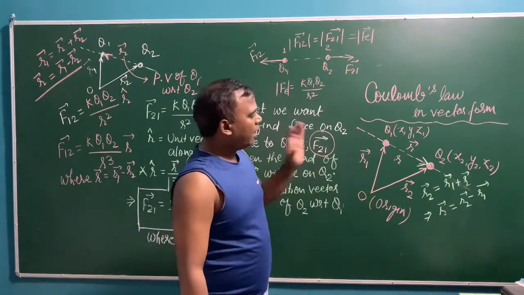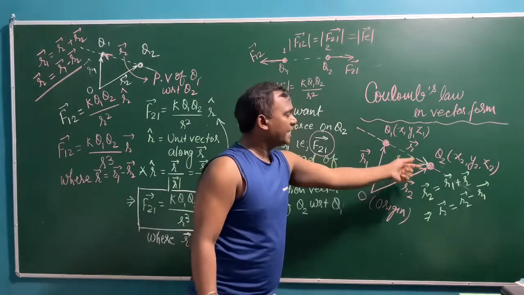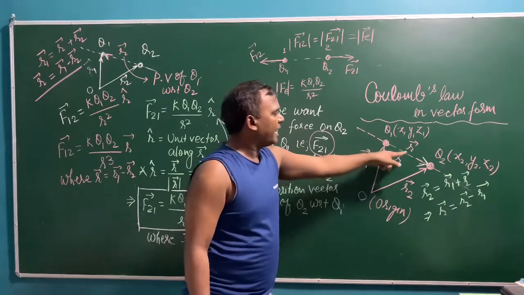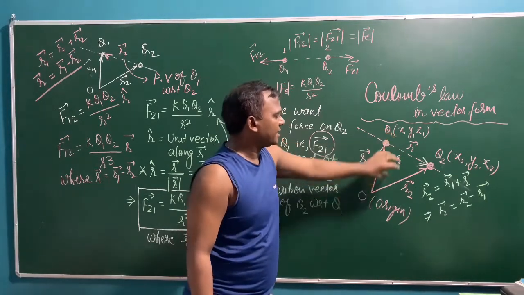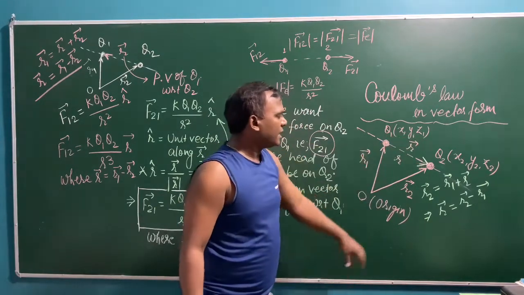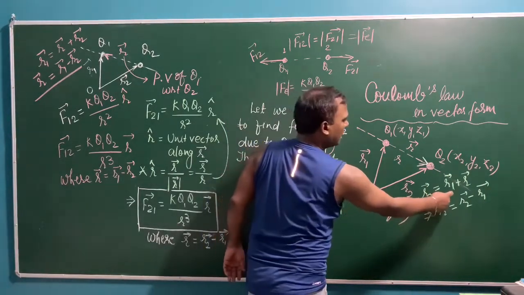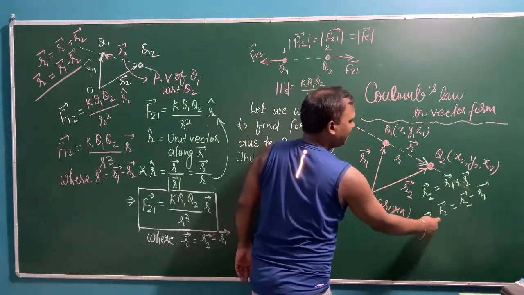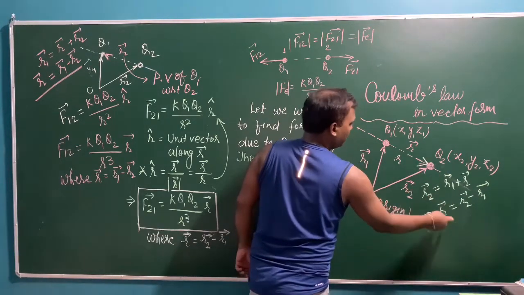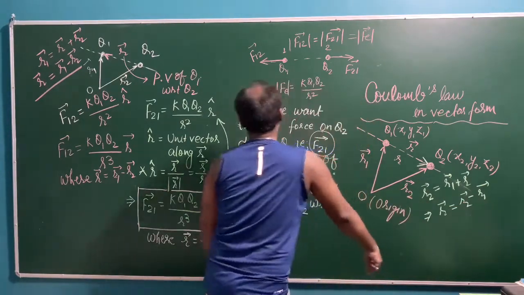Look at here, we want to know the direction of force on Q2. That's why the head of the position vector r will be on Q2. So from this diagram, the r1 vector and r vector are connected with a head-tail combination. That's why r2 is the resultant of the r1 vector and r vector. So we can write r2 vector is equal to r1 vector plus r vector. Now the r vector can be written as r2 minus r1. The r vector is the position vector of Q2 with respect to Q1. So that's why r2 minus r1.